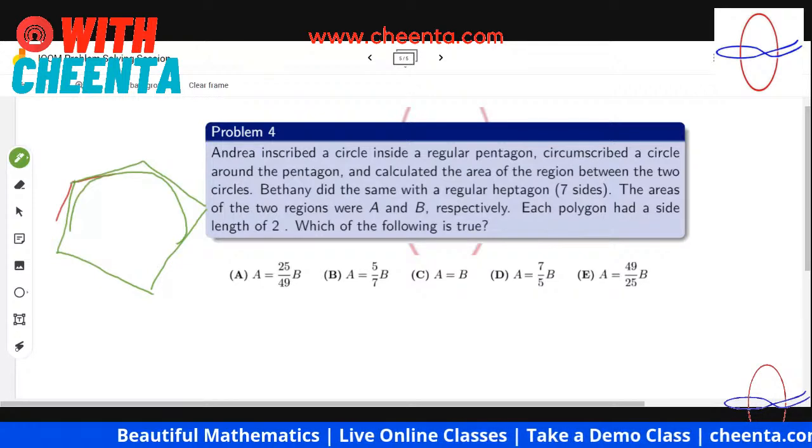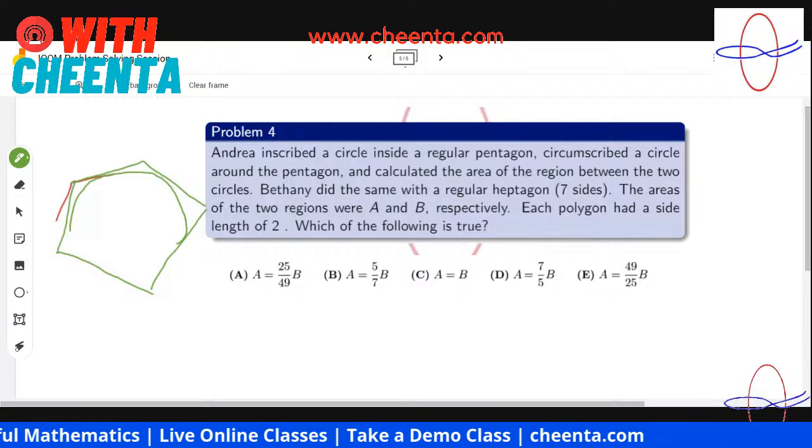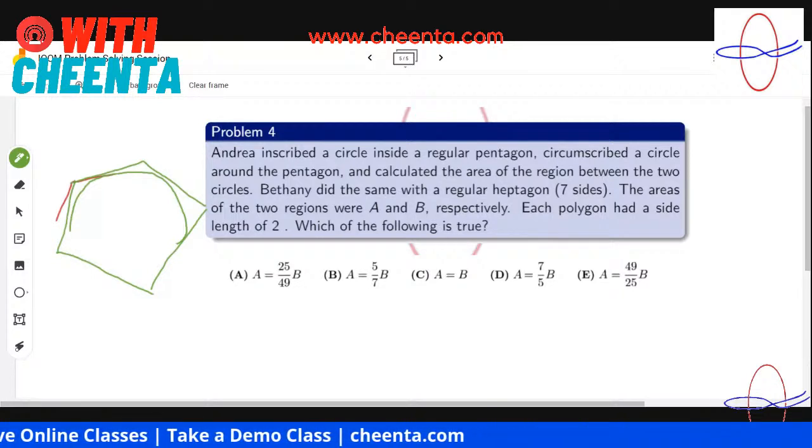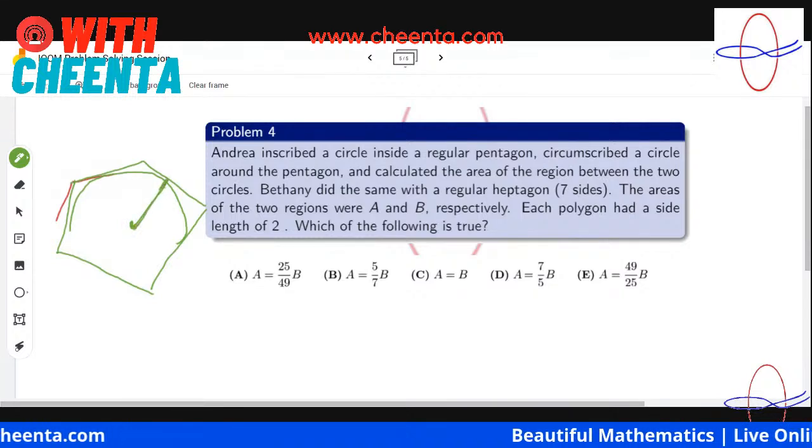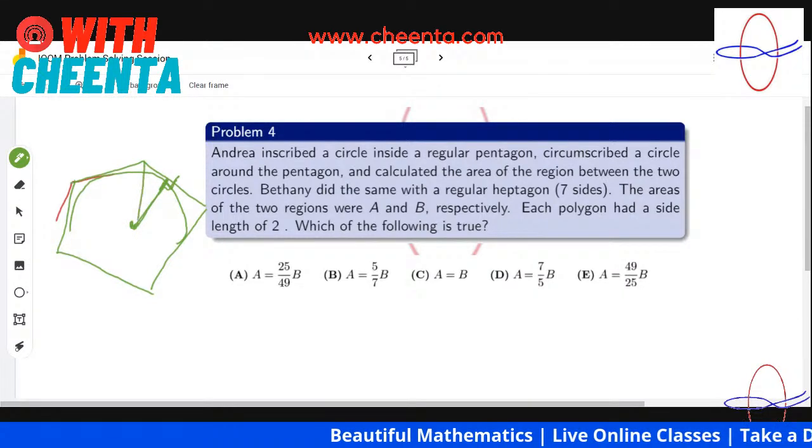So the idea is that you have to find the radius, right? You have to find the radius of the inscribed circle and the circumscribed circle. So how to find the radius? Let's understand how to find the radius. So this is the center, and this is the perpendicular. So this is perpendicular to the radius, right?